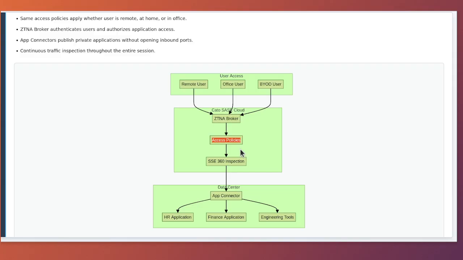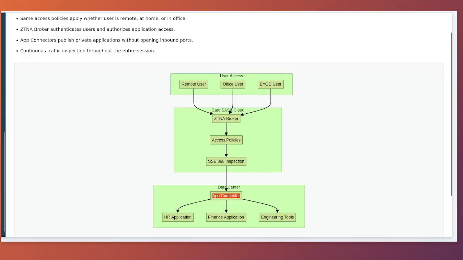On the application side, Cato provides app connectors that publish private applications to the ZTNA broker. These connectors can be deployed as part of a socket or vSocket at the data center, or as lightweight agents installed directly on application servers. The app connectors initiate outbound connections to the ZTNA broker, which means no inbound ports need to be opened in the data center firewall. Applications are presented to users as virtual IP addresses, abstracting the actual internal network topology.